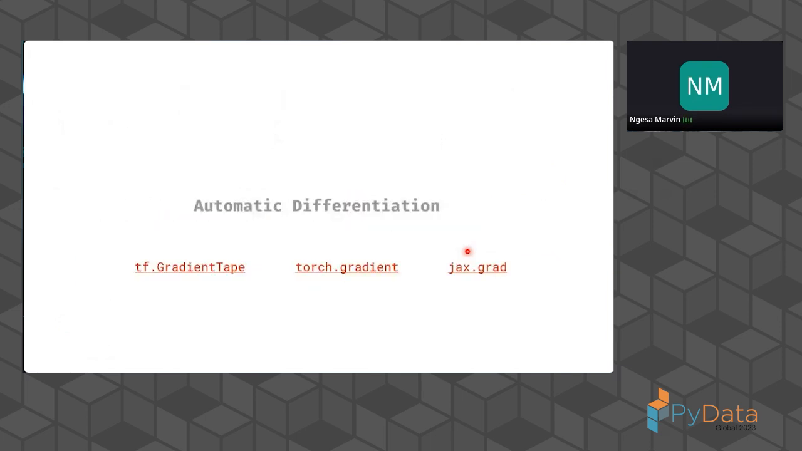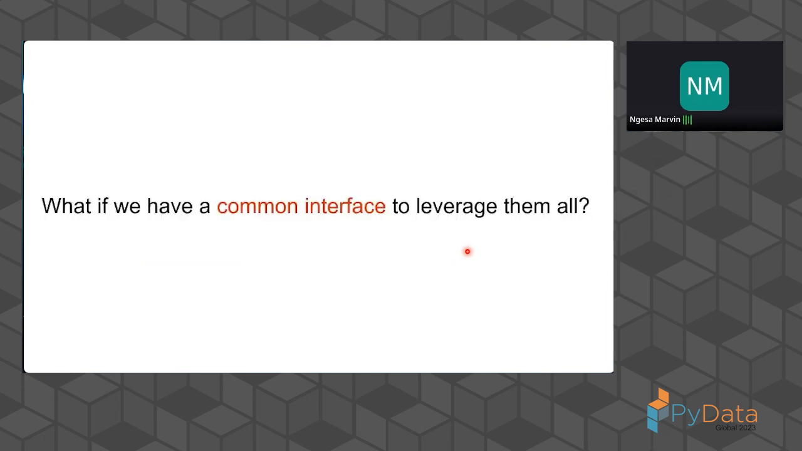But you've seen that the two key things when you're building a model are, first one, Keras, then the second one, TensorFlow. So Keras allows you to define your layers and all that, while TensorFlow allows you to do automatic differentiation. But is TensorFlow the only automatic differentiation? Do we have others? What if we have a common interface to leverage all of them?